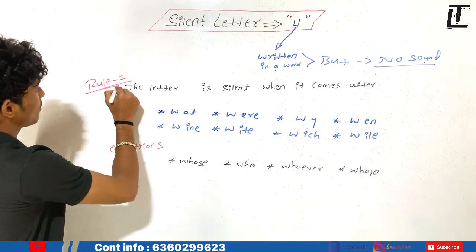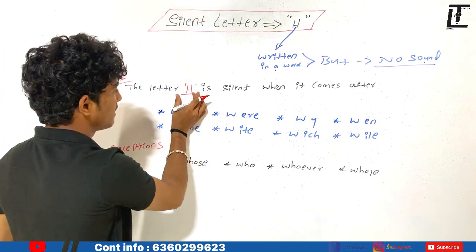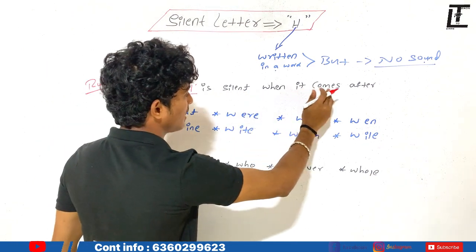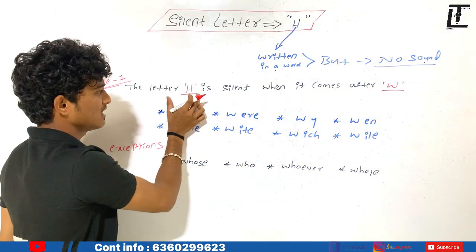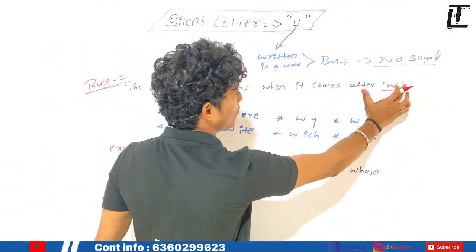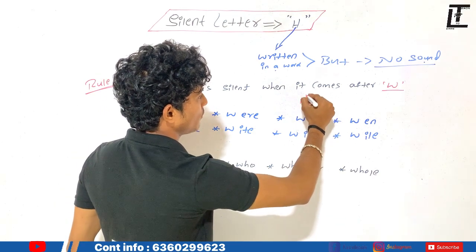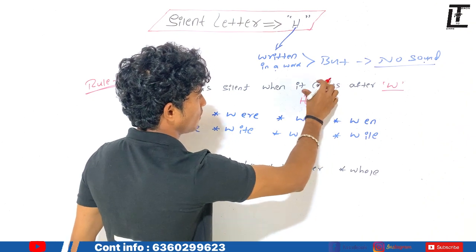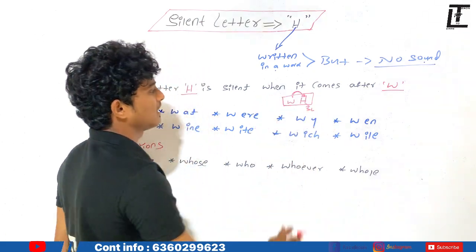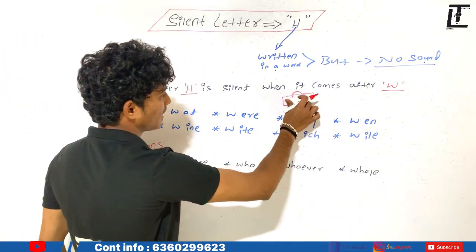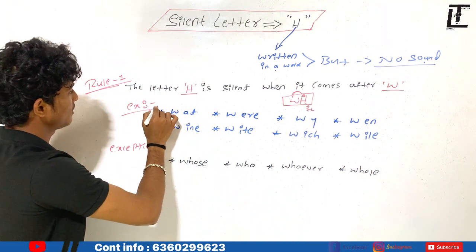The first rule says that the letter H is silent when it comes after W, which means the letter H is a silent letter when it comes after the W. Fine. So now I have a few examples on the first rule.